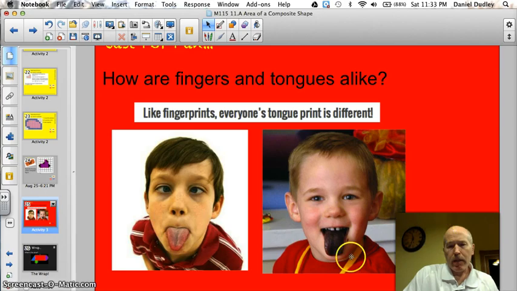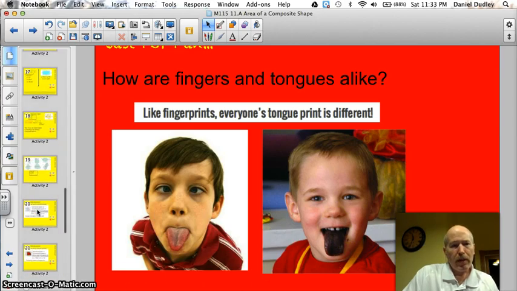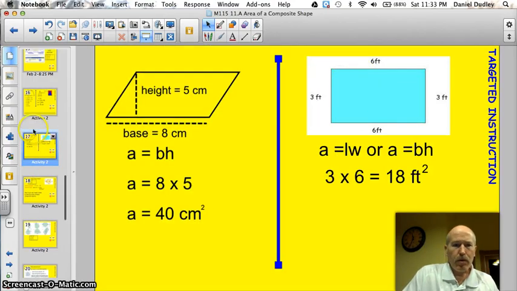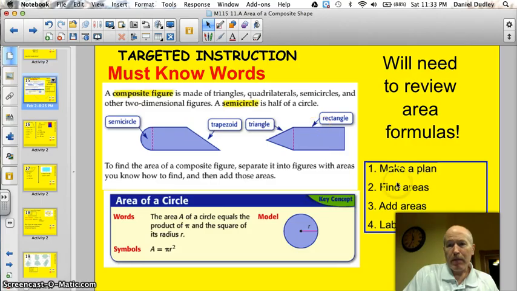I'm doing my best. Hope you enjoyed and learned something about composite figures. I'm just going to stress one more thing. When doing this, you need to make a plan, find the areas of the separate shapes, add them together, and then label your answer. Check over your work.